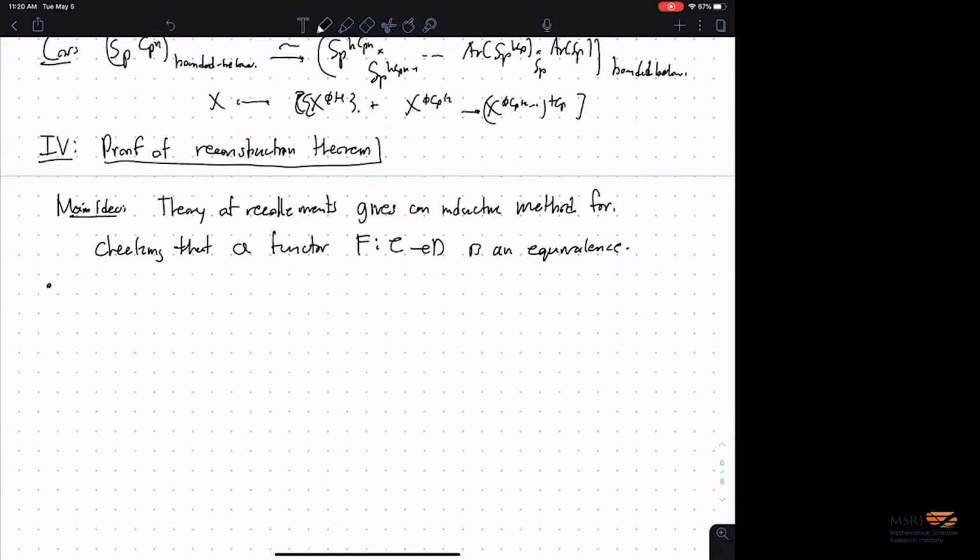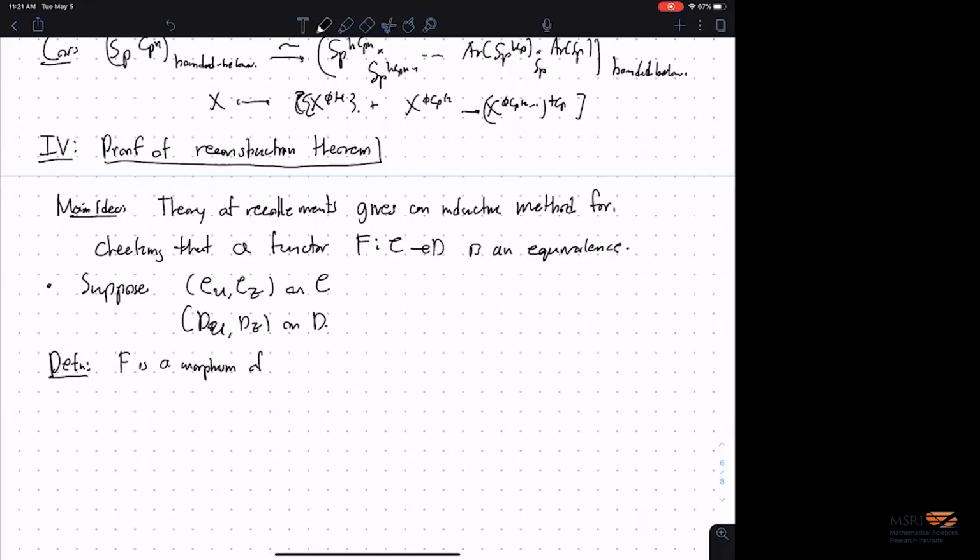Let me explain it because it's really quite simple. Suppose that I have two recollements, CU, CZ on C and DU, DZ on D. How could I check that F is an equivalence? I would like to know, first of all, that F respects these two recollements. So let's say that F is a morphism of recollements if it sends I upper star equivalences and J upper star equivalences to the same.